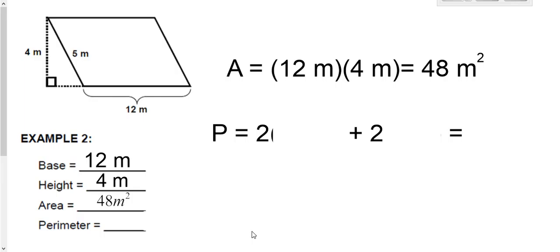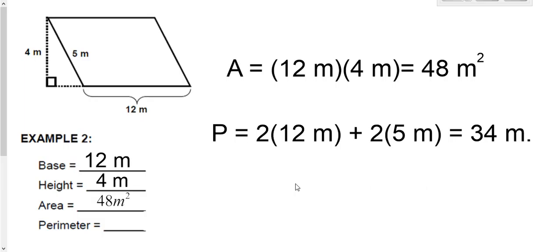Put your units in. And then, of course, our perimeter, we've got two sides that are 12, 2 times 12, and we have two sides, not that are 4, they're right here. This side here is 5 meters. And we end up with 2 times 12 plus 2 times 5, which equals 34 meters. Okay, not so bad there. Let's take a look at the next one.